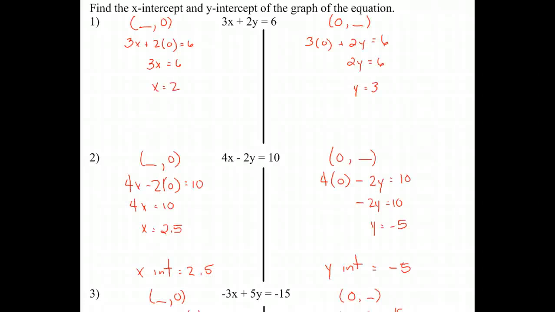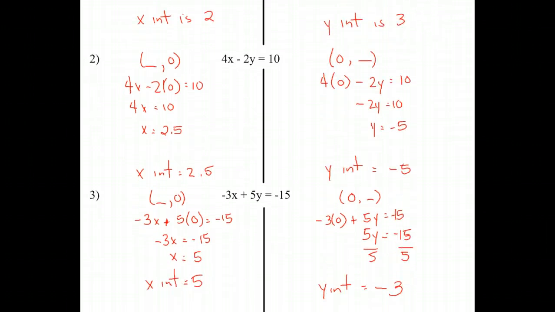Okay, so here are your answers, guys. What I did on the left-hand side was I plugged in 0 for my y-coordinate. On the right-hand side, I plugged in 0 for my x-coordinate, and you can see my work that follows. What I'm saying here is that my x-intercept is 2. My y-intercept is 3. I'm going to scroll down so you can see my work for the bottom. Okay, if you have any other questions, let me know.